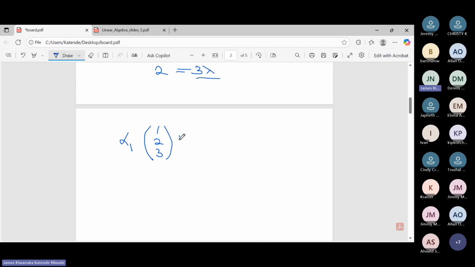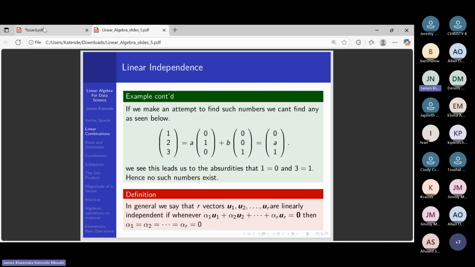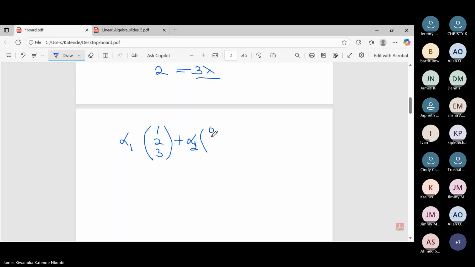Alpha 1 multiplied by 1, 2, 3. Then alpha 2, what was the second vector? It was 0, 1, 0. And the third vector is 0, 0, 1. And we want this to be equal to the 0 vector. We want to show that the only way this can be satisfied is if all these scalars are 0. If you can show that, then we'll have established that these 3 vectors are linearly independent.